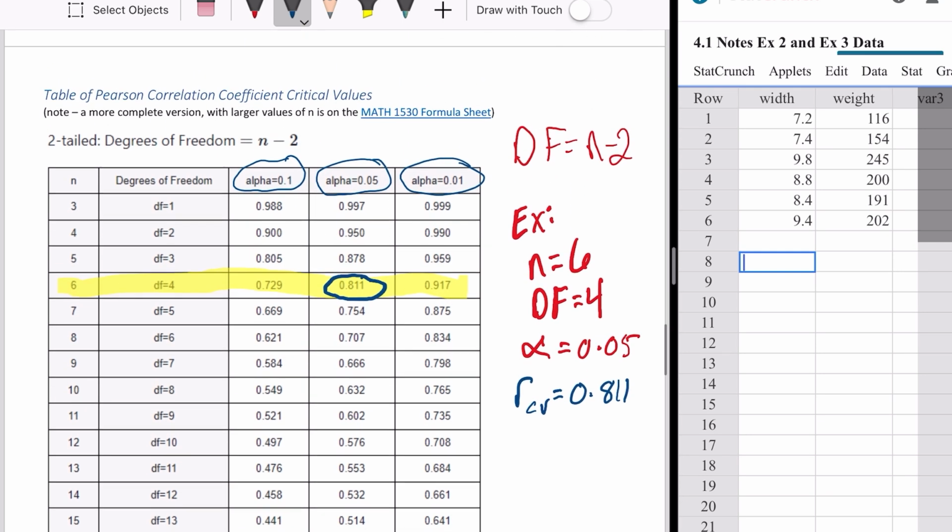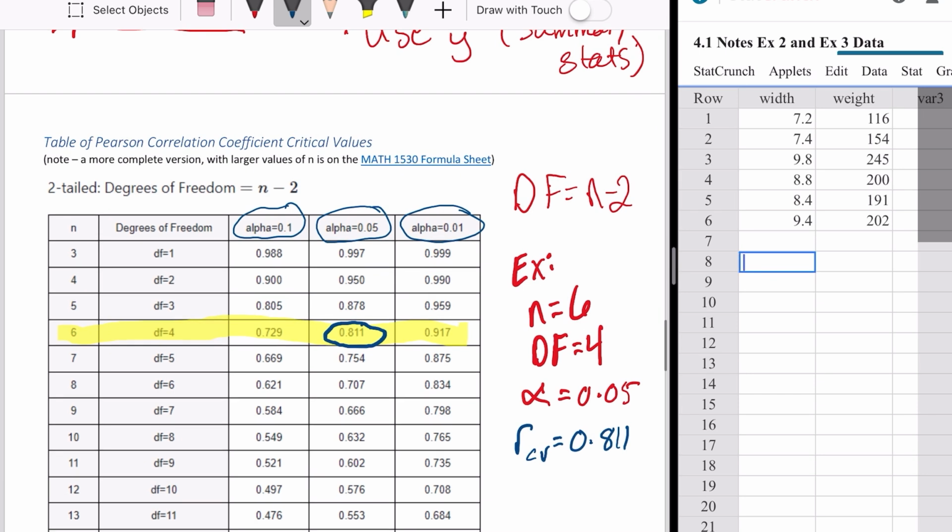There's a longer table on that formula sheet if you want to. Can we mark that formula sheet? I mean, just show where it is. Yeah. If you click that link, which is also in all of your weekly modules, every one of them, there's a link to that, if you need a sample size greater than 25. Or you can look it up on the internet. This table's everywhere. It's the Pearson correlation coefficient table.